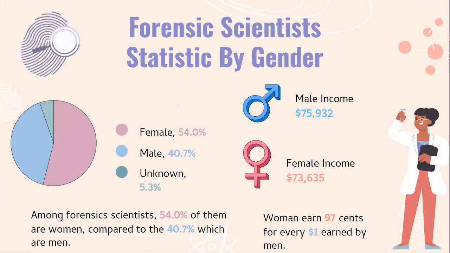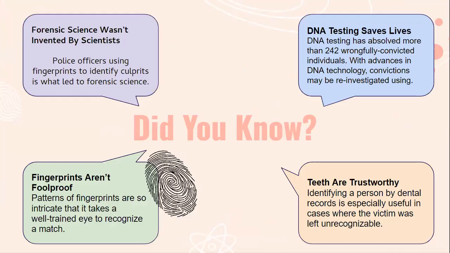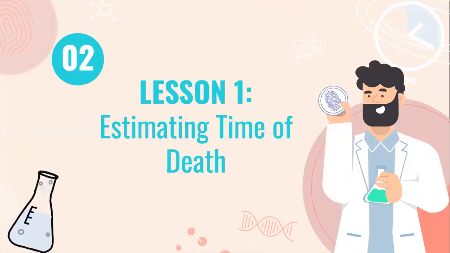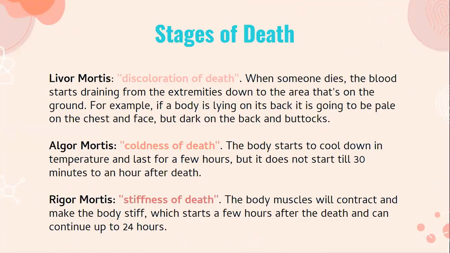Here are some statistics. 54% are female, 40% are male, and some fun facts. But the first type of mathematical relevance for forensic science is the estimated time of death. Of course, we're not testing you on math and forensic science. This is just to give you an introduction and relationship: we use mathematical formulas to talk about livor mortis, the discoloration of death, algor mortis, the coldness of death, and rigor mortis, the stiffness of death. I believe these are all the Latin terms for them.